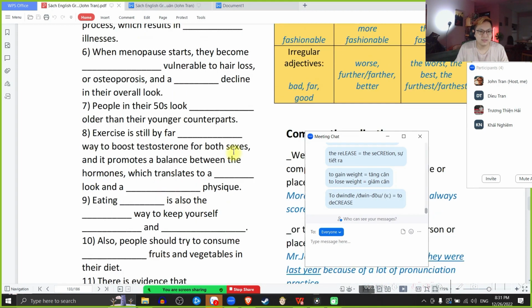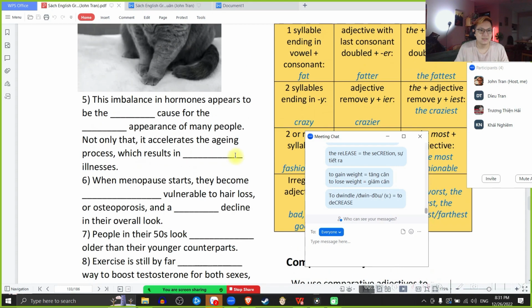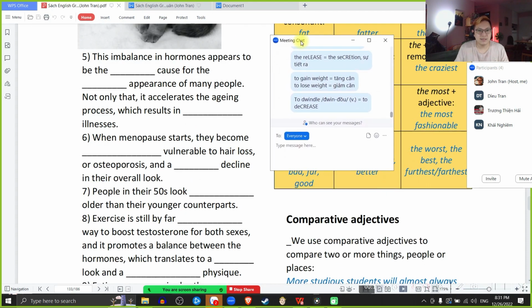Number 5. It's a long one, okay? Really long. Cái đoạn này khá dài đấy. Number 5. This imbalance in hormones appears to be the something cause for the something appearance of many people. Cái sự mà mất cân bằng về hormones này có vẻ như là cái gì đó, nguyên do cho cái gì đó diện mạo của nhiều người.